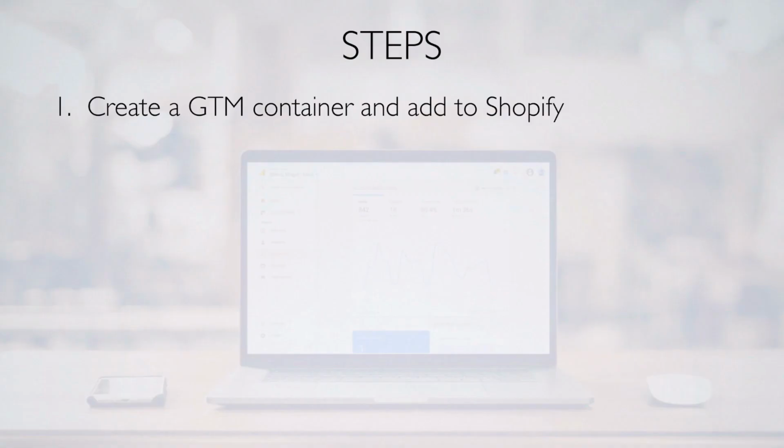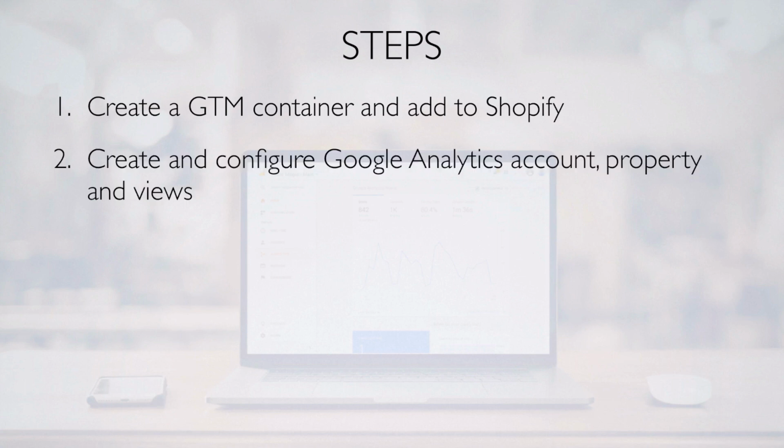Step number one is we're going to create a Google Tag Manager container and add it to our Shopify website. Number two, we're going to create and configure a Google Analytics account, property, and all the views we need. Step number three, we're going to implement a basic data layer on the Shopify site.